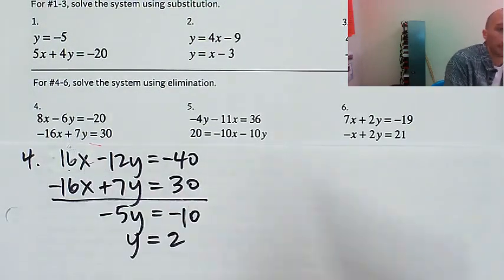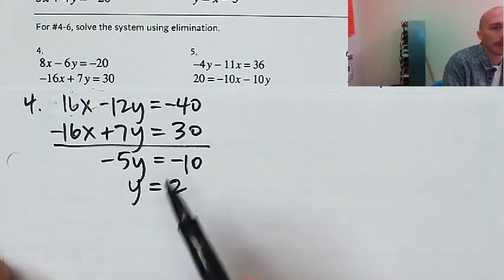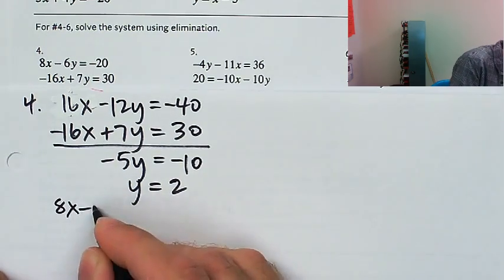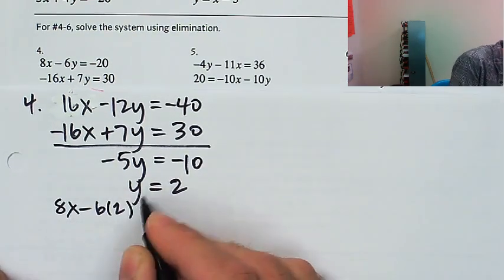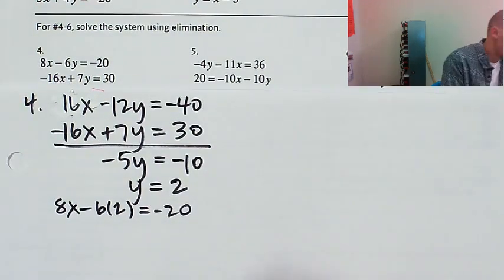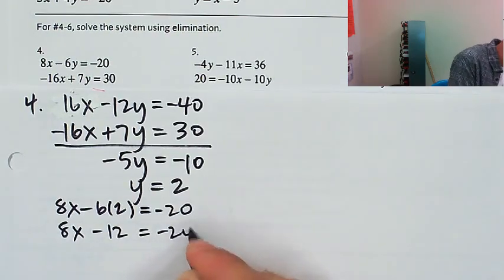And I can go back to either of these equations, whichever one you think is going to be easiest to work with, and get your x. So 8x minus 6 times y, which I now know is 2, that's going to add up to negative 20. Okay, so 8x minus 12 equals negative 20.